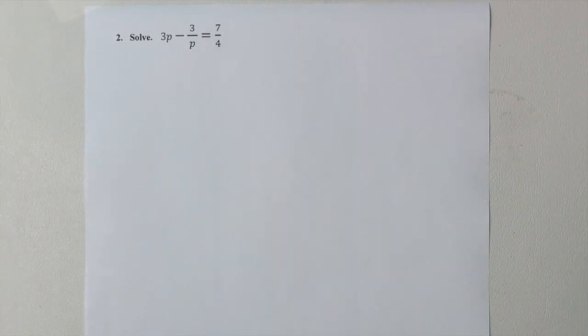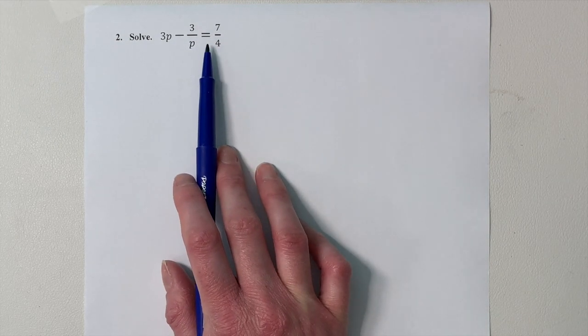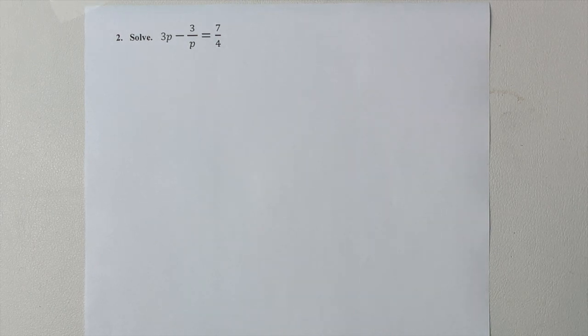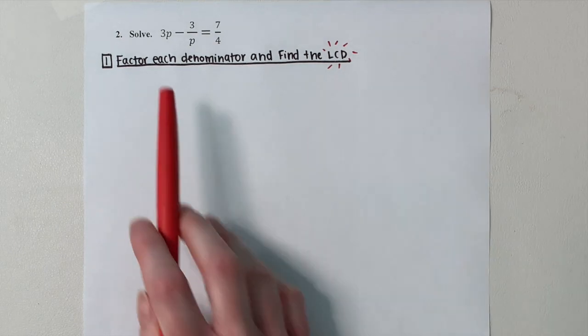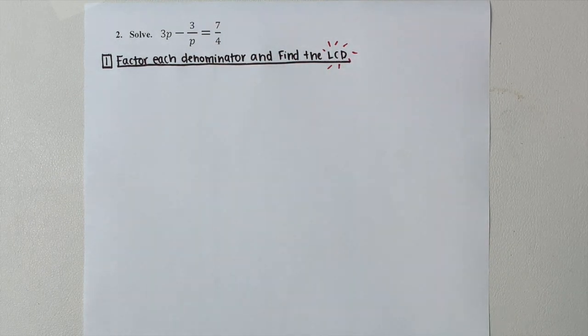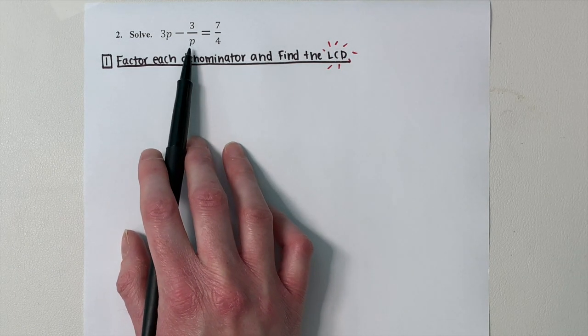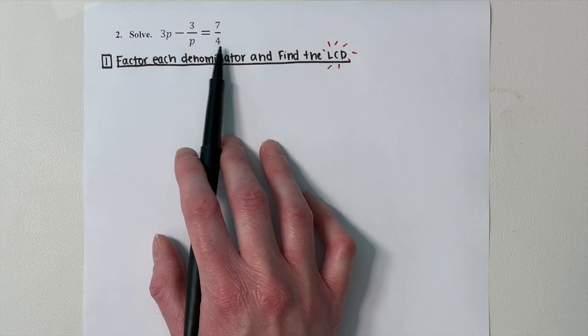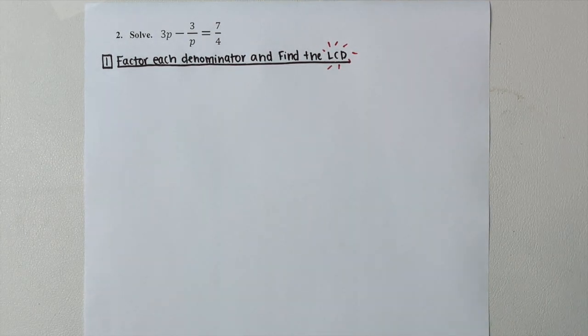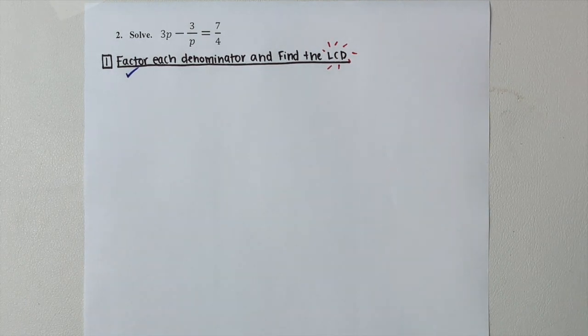Here we notice that we have a rational equation because we have fractions and we have an equal sign in our problem. So we're going to follow those steps on the first page of this worksheet. For step 1, we're going to factor each denominator if possible and find the LCD. The implied denominator here is just a 1. Here our denominator is p and here our denominator is 4. None of these denominators can be factored, so I've just put a check mark here since we've checked but nothing can be factored. And now we can move on to finding the LCD.